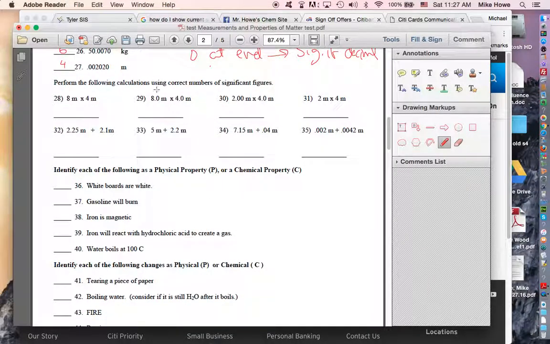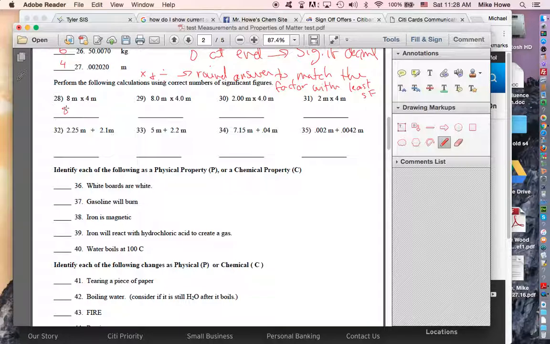So the top is for multiplying and dividing. When you multiply and divide, you must round the answer to match the factor. Factors are the things that you multiply with the least sig figs. So let's do this.